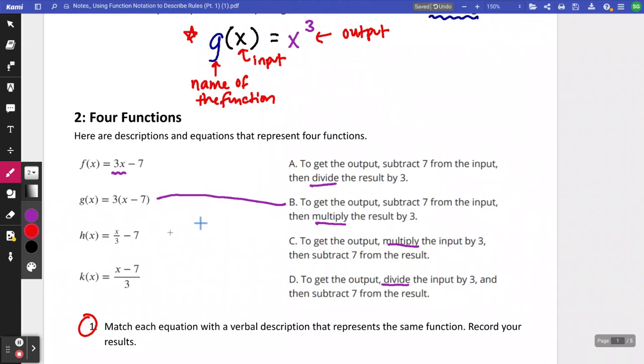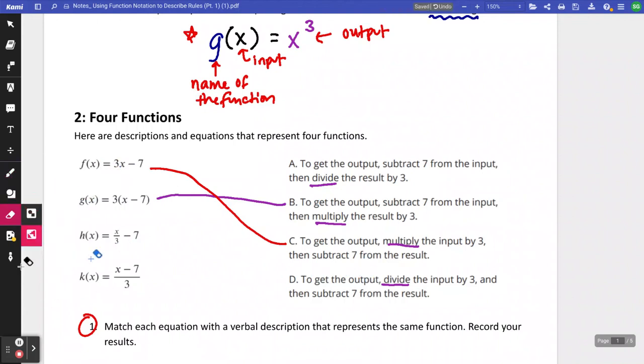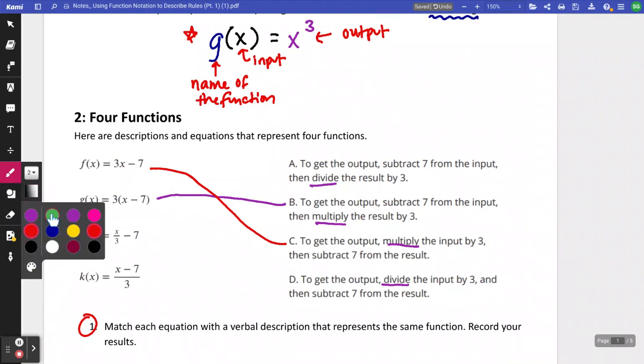Similarly then, paying attention to the order, the other multiplication one must go with function f. This one here says you're multiplying the input by 3 first. That's our 3x. And then afterwards, we're subtracting 7 from the result. These last two here are going to be similar. So if you weren't able to match up any earlier, go ahead, pause the video again, and see if you can figure out h and k. Or if you do have them matched up, just verify that you've got them matched up correctly based on this first part.